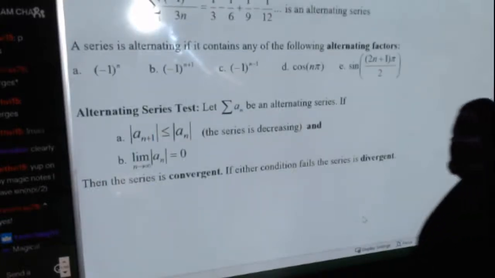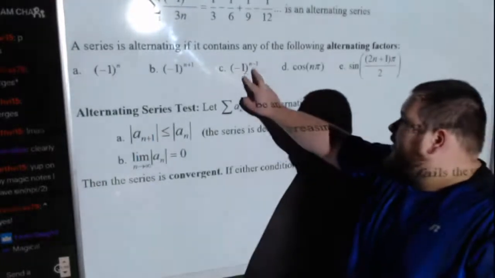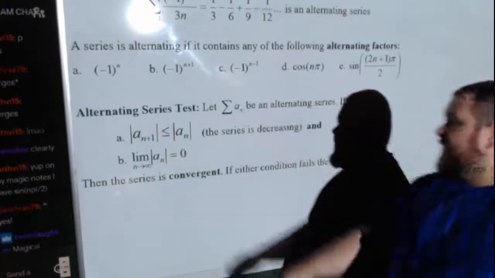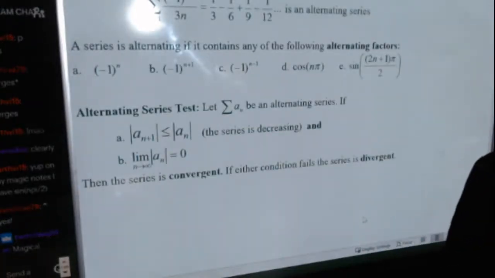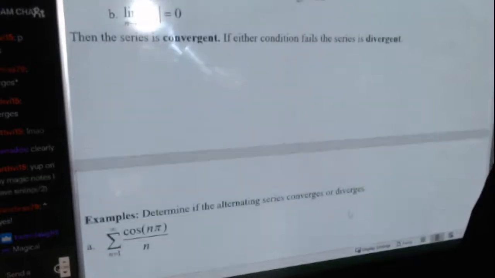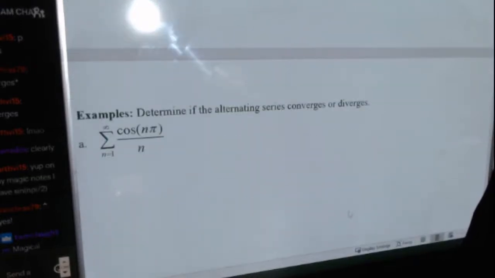And by the way, the rest of these terms just alternate between 1 and negative 1. These are just all the different forms that I'll show you. There's many different forms, but I think that's the extent of the ones I'll give you.